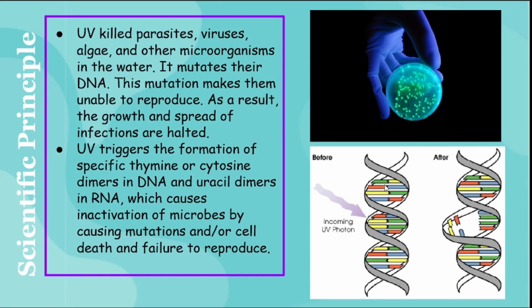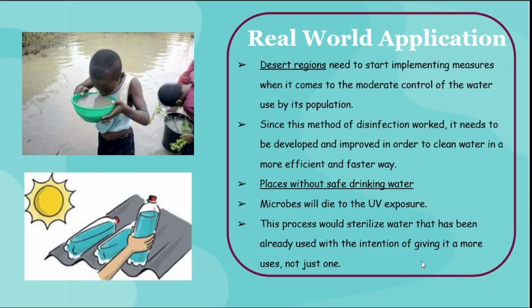Scientific principle: the UV killed microorganisms, in this case specifically E. coli bacteria. How? Well, the UV managed to make changes in the DNA of the bacteria. The UV triggered the formation of thymine or cytosine dimers in the DNA and uracil dimers in the RNA. We know that a change in the DNA is known as a mutation. This resulted in cell death and failure to reproduce or continue growing or surviving.